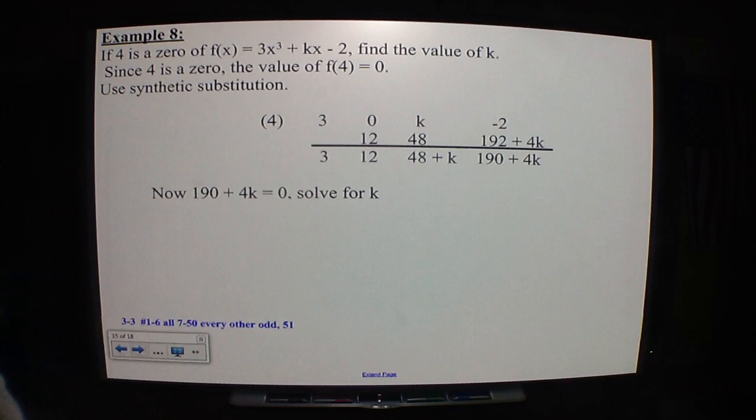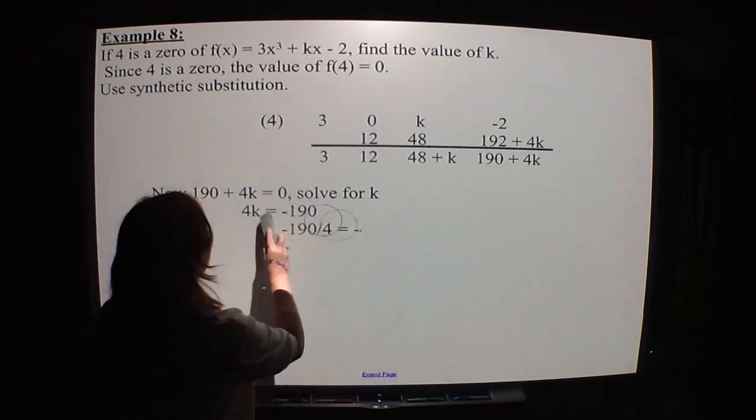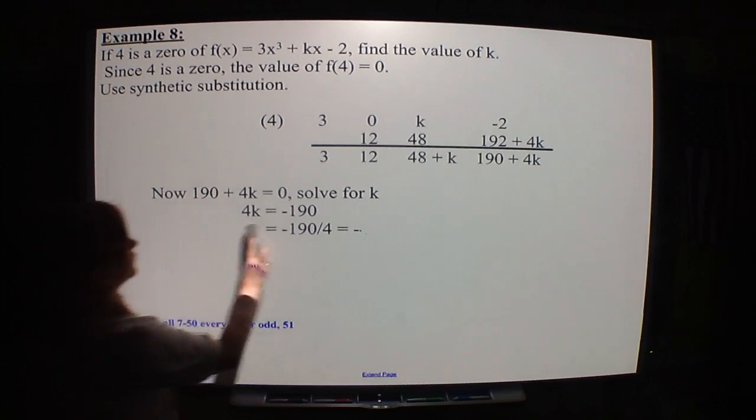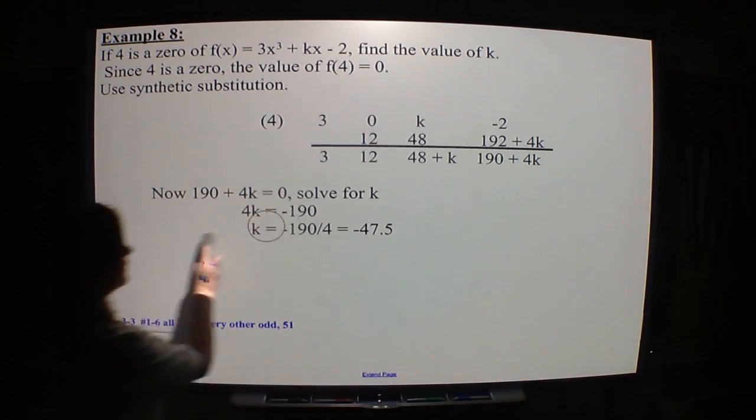And then solve it for k. So if you move over the 190 to the other side, or you can move the 4k over, it doesn't matter, and then divide by 4. There's your answer.